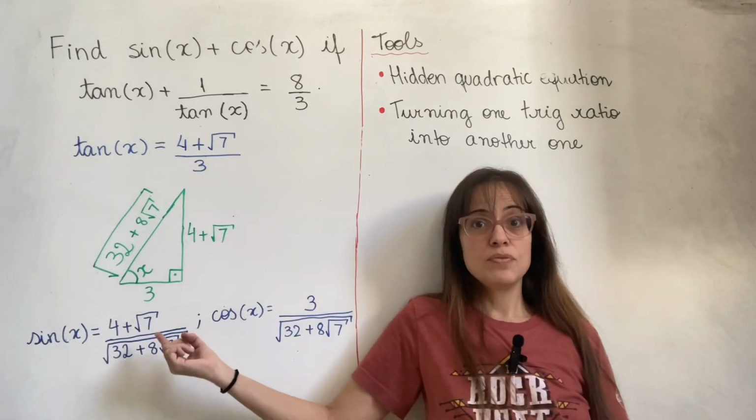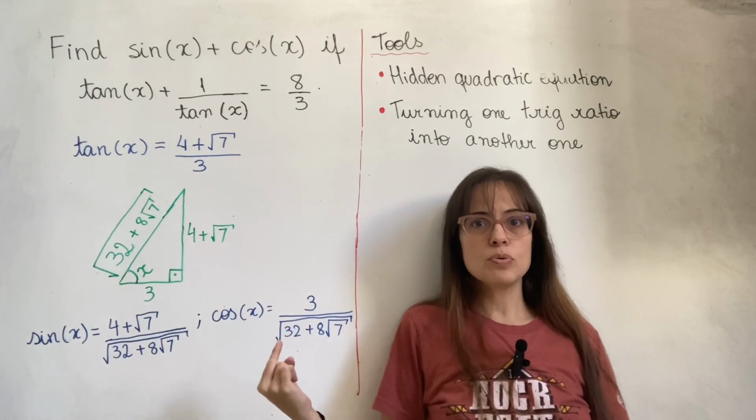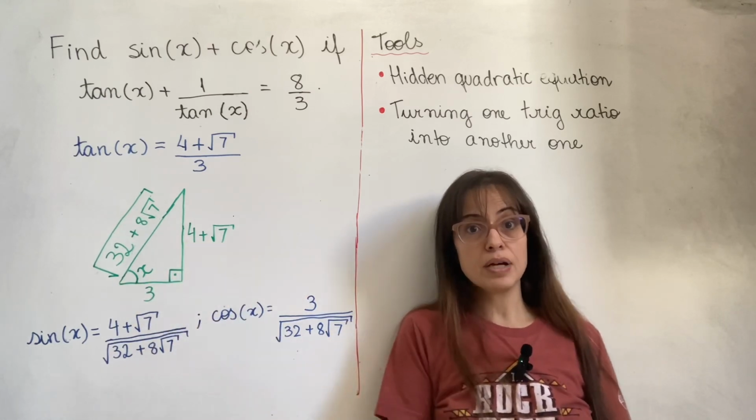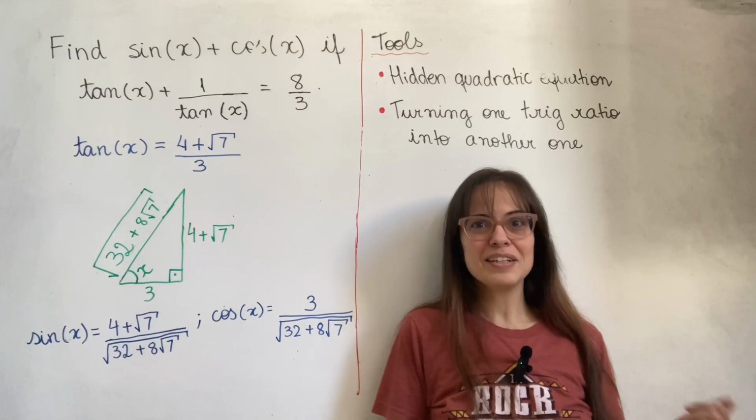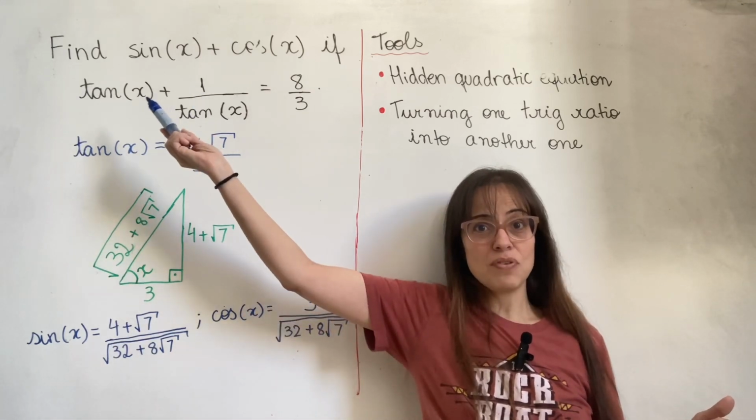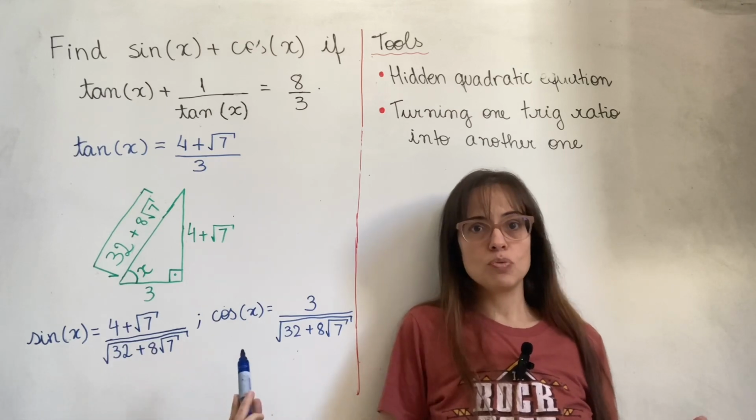All I did was take for the sine the opposite leg divided by the hypotenuse, and for the cosine the adjacent leg divided by the hypotenuse. Now the problem is finished technically because he asked us to find sine of x plus cosine of x. So I'm just going to write this.